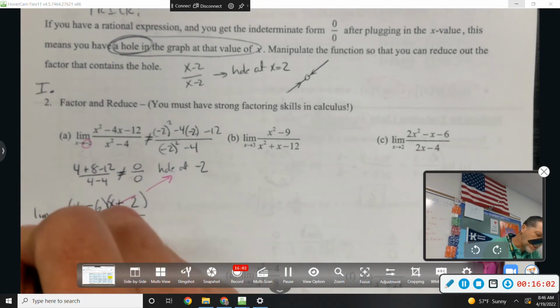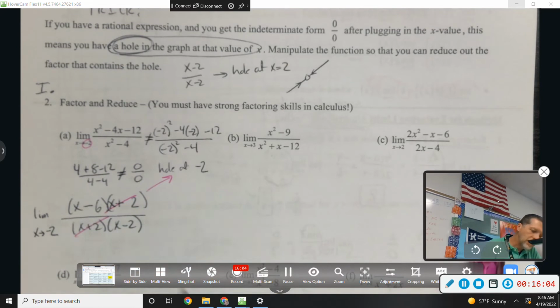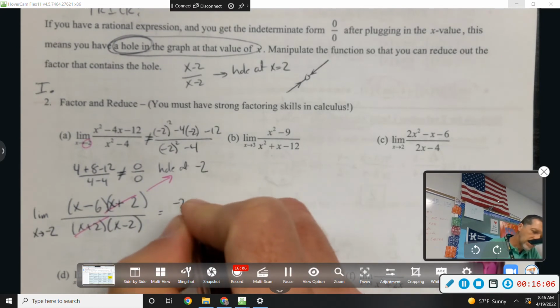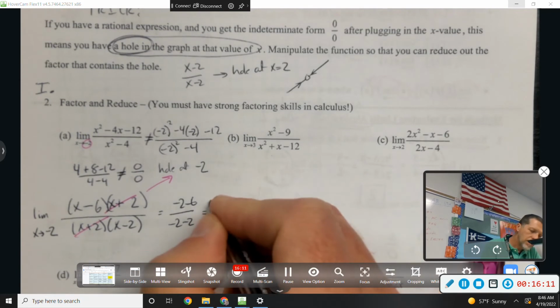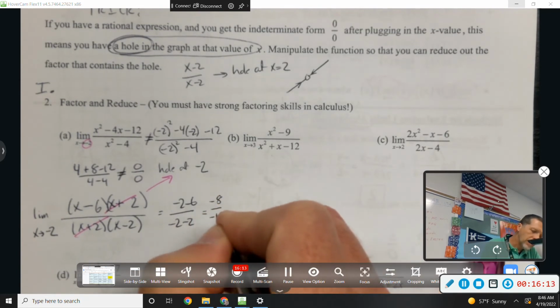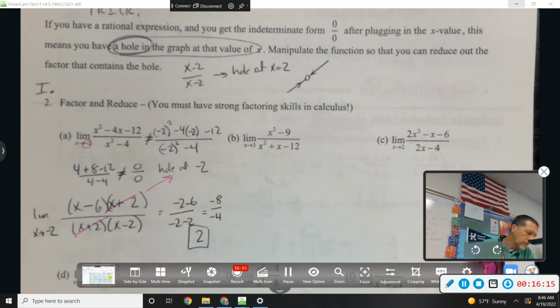So let's try again. Let's plug in negative 2 now. Negative 2 minus 6 over negative 2 minus 2. That would be negative 8 over negative 4, which would just be 2.